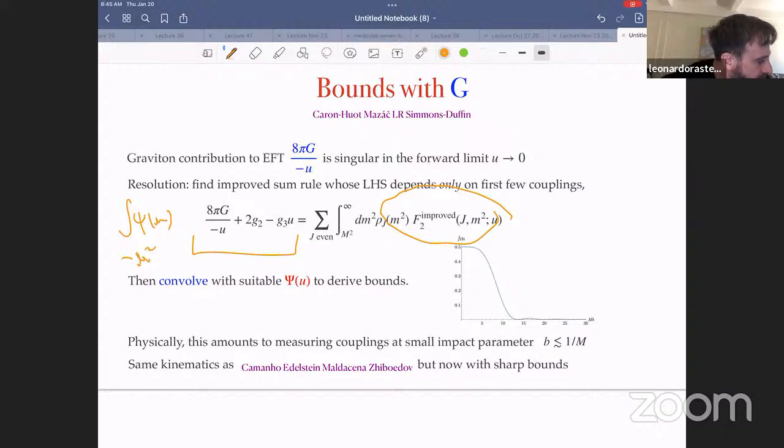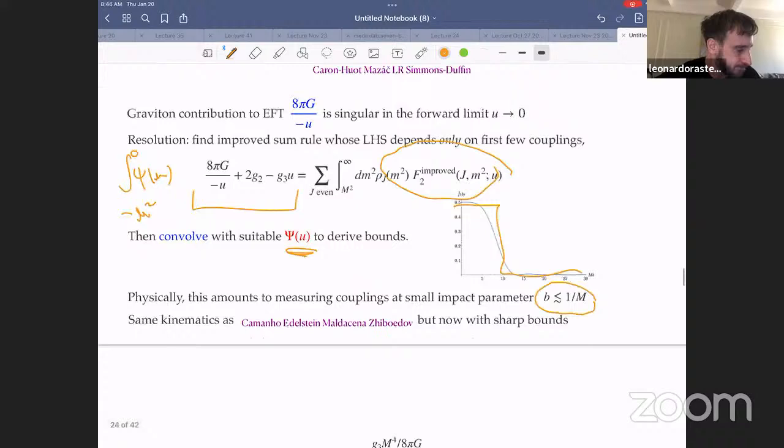And of course, the name of the game will be to choose a suitable function of u that puts interesting bounds on these coefficients. This is something you optimize on a computer, and the optimal functional is something that looks a little bit like a step function of this kind in impact parameter space. And so what effectively this convolution is doing is Fourier transforming from momentum space to impact parameter space. Physically, this means that we are going to be measuring couplings not in the forward limit, which is small u, but rather at a fixed impact parameter of the order of one over the cutoff. And that trick is sufficient to now be able to derive bounds that also involve dimensionless ratios involving Newton's constant.